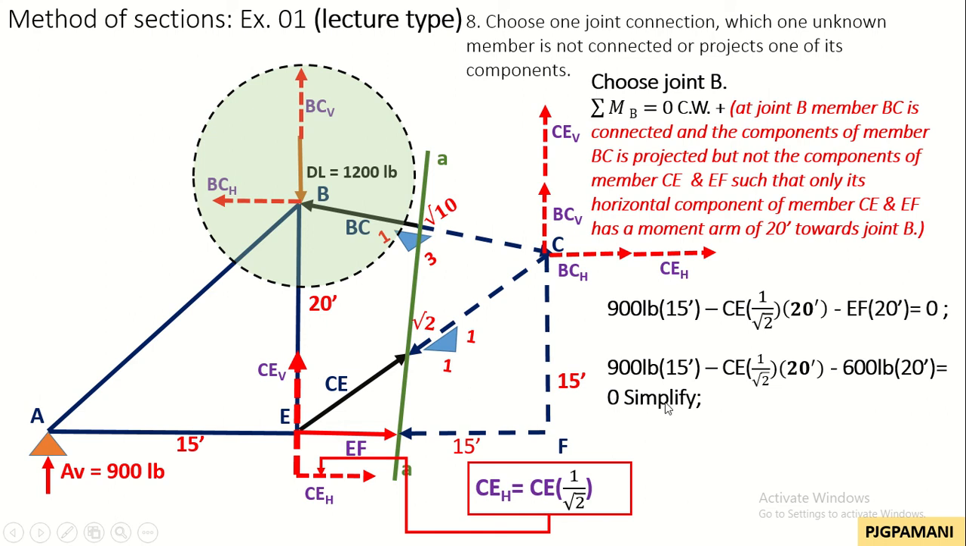Then lastly, simplify this equation to solve for the force of member CE, where member CE is now computed as 106.066 pounds acting in tension as shown in the figure. So this is now our final answer. With that, we have already identified all the unknown members considered in this problem: member BC, CE, and EF.